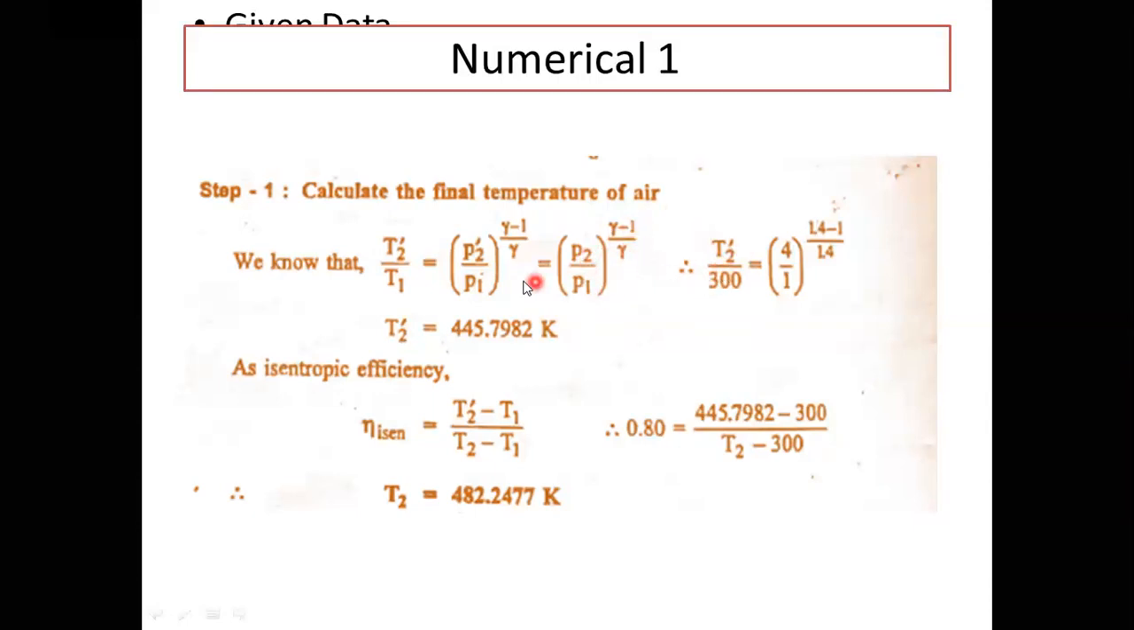And from this, by putting P2 and T1, which are given, with the pressure ratio 1 is to 4 and 1.4 as the adiabatic index, that is gamma, we'll get T2 dash in Kelvin. Then we have the isentropic efficiency in terms of static temperatures: T2 dash minus T1 upon T2 minus T1. By putting the values, we will get the first answer, that is T2, the temperature of air at outlet.